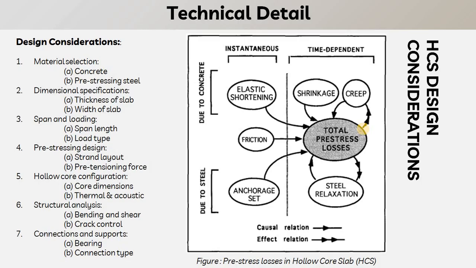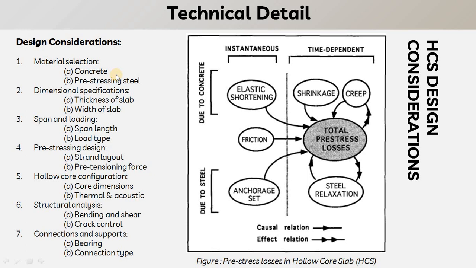So let us discuss some of the technical details in which the hollow core slab is designed. These are some of the design considerations for the hollow core slab. These 7 points are very important while designing the hollow core slab. First, let us start with the material selection. The grade of the concrete and concrete type is very important to achieve the strength and the product specifications. Second, there is the pre-stressing wire.